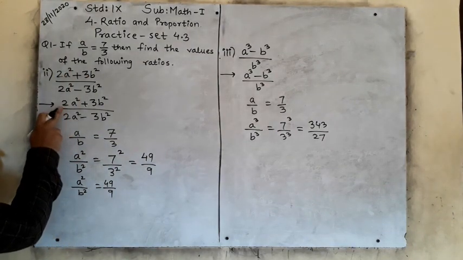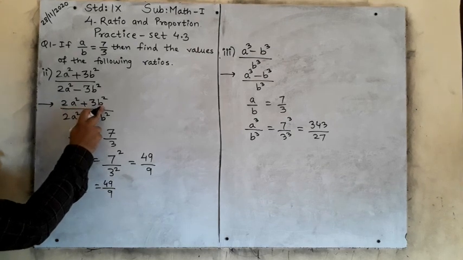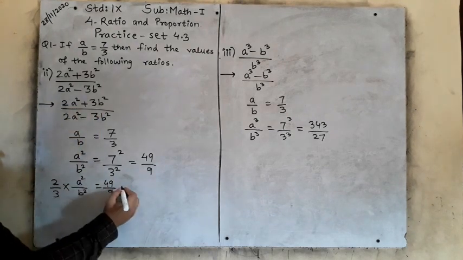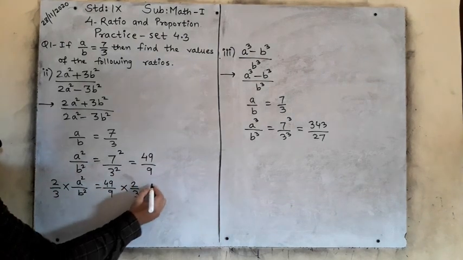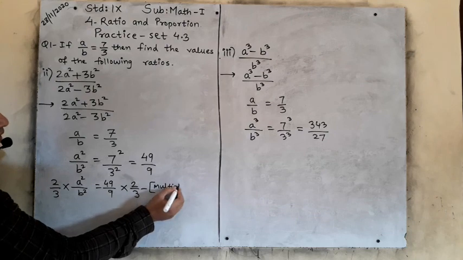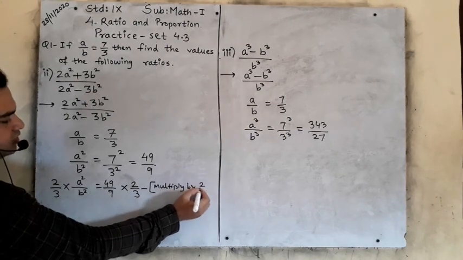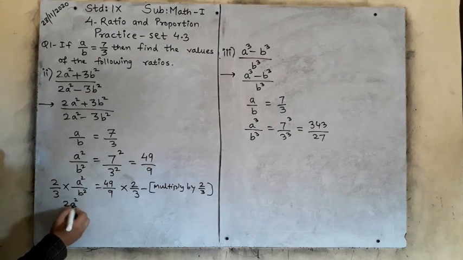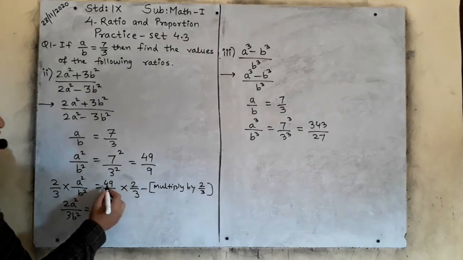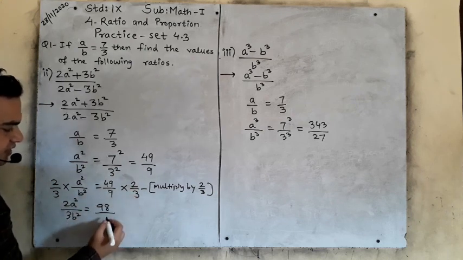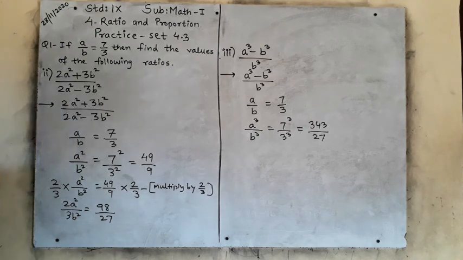What is the coefficient of A? 2. What is the coefficient of B? 3. So we will multiply it by 2 upon 3. We will write over here: multiply by 2 upon 3. So now it is 2A square and 3B square. So here 49 twos are 98 and 9 threes are 27.